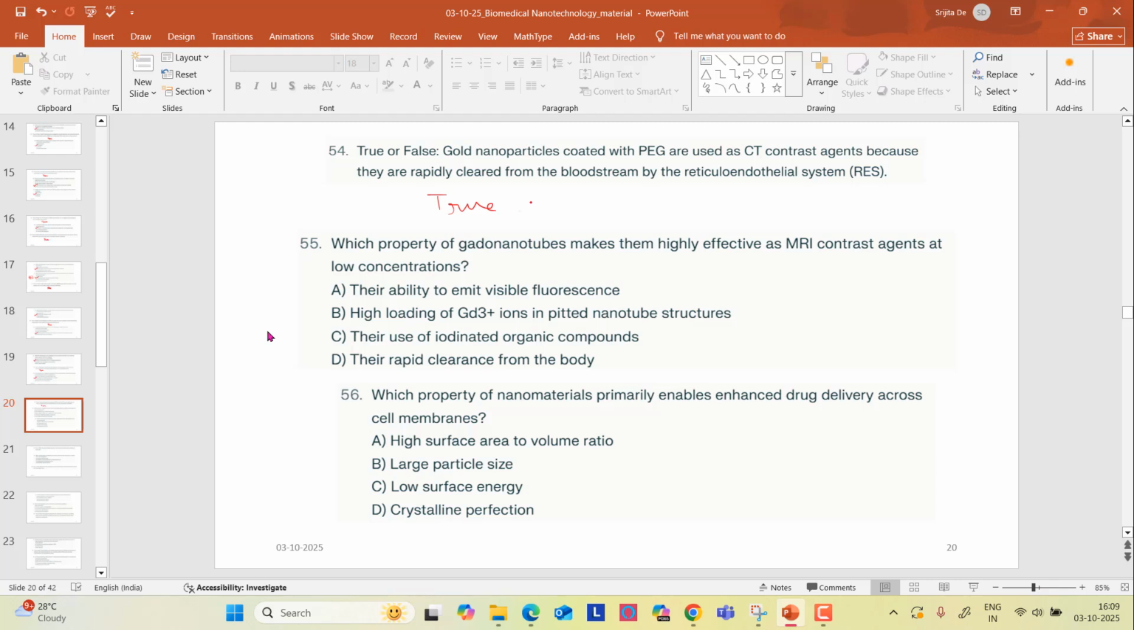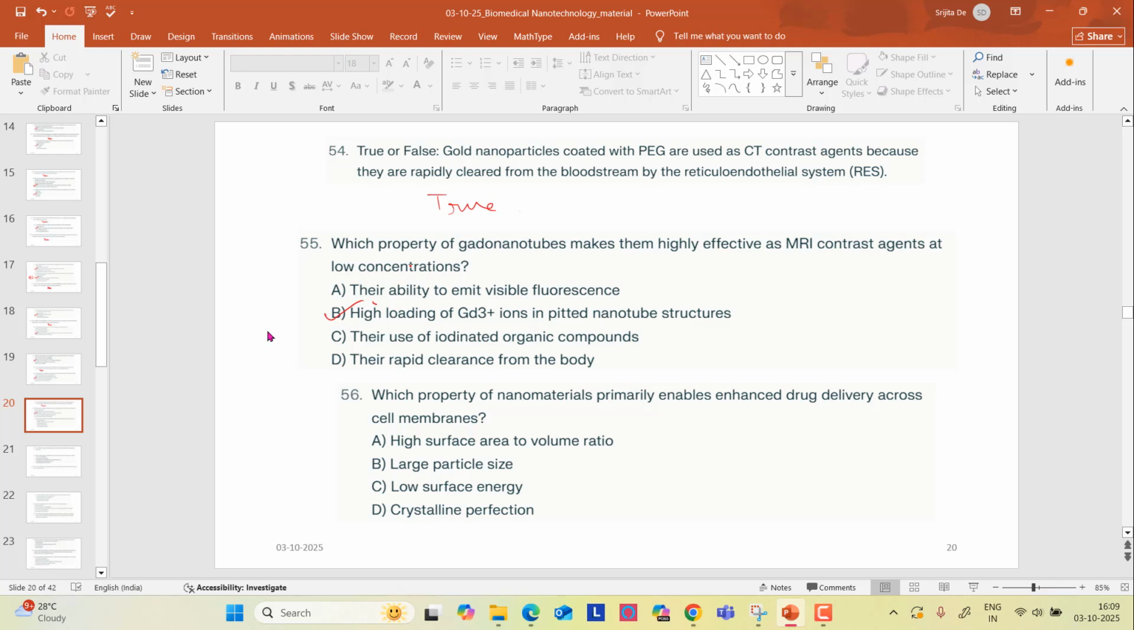Next, which property of gadolinium nanotubes makes them highly effective as MRI contrast agents at low concentrations? Option D, yes, high loading of the ions in the nanotube structures.